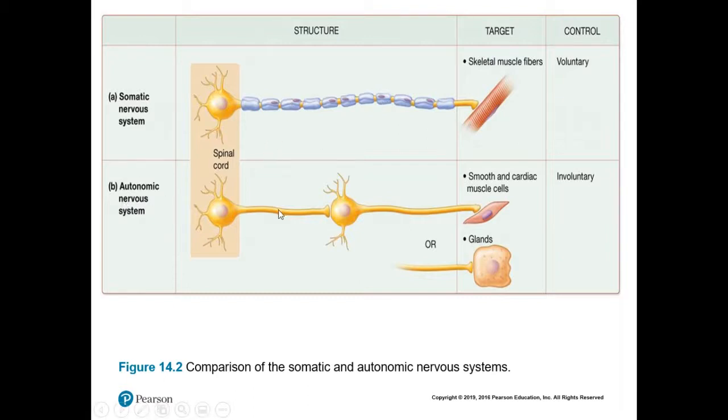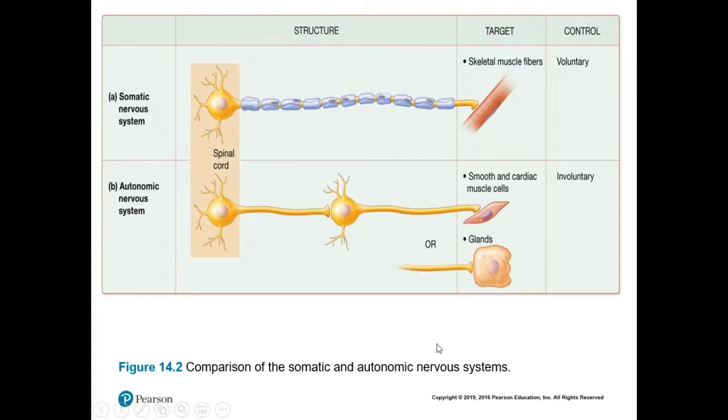Now, the autonomic nervous system has a set of neurons, at least two neurons, sometimes an interneuron in between the two. So there's a pre-ganglionic neuron, and then there's a post-ganglionic neuron. Again, pre-ganglionic, post-ganglionic.